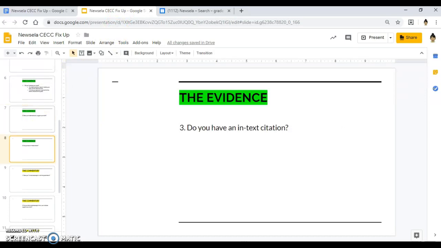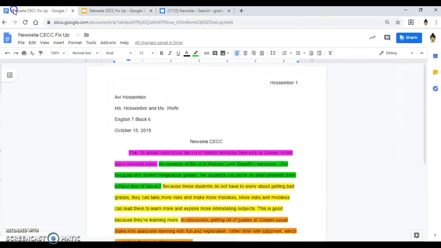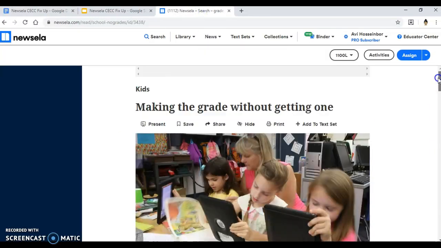All right, the last part of the evidence is to see that you have an in-text citation, okay? So at the end of your quote. I don't have an in-text citation here, so I need to fix that. First I get rid of this period, because the period will actually go after the in-text citation. I make a parentheses. Now I need to go back to the article and see who wrote it.